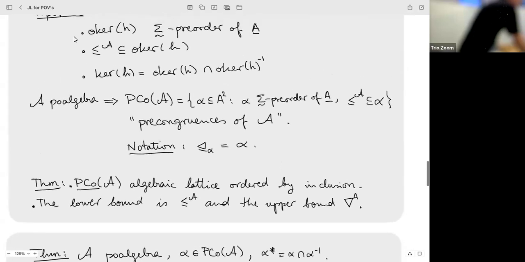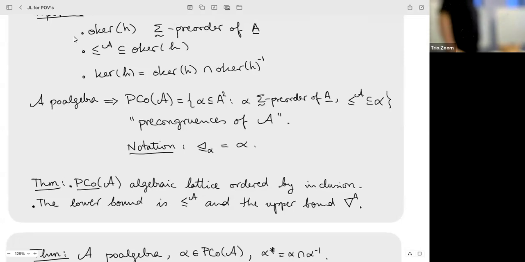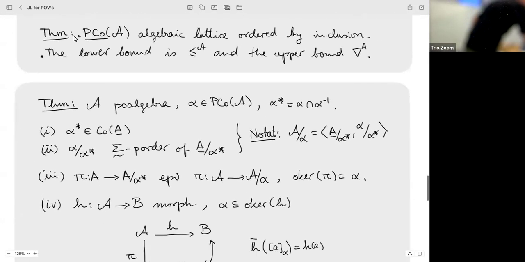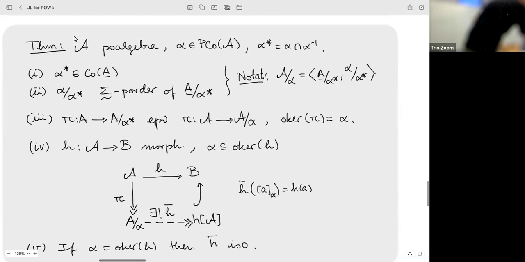Okay, so properties of these precongruences of the partial order algebra. It is an algebraic lattice ordered by inclusion. The lower bound is going to be the preorder of A, because all the congruences or precongruences that we're considering include that one, and this is one of those. And second, of course, the upper bound is going to be the total congruence, which is actually the total thing.